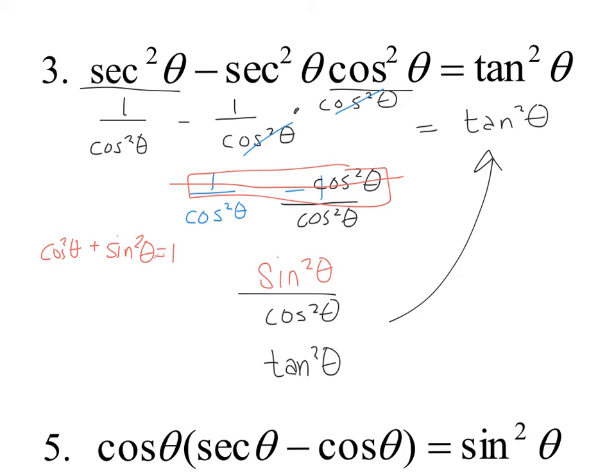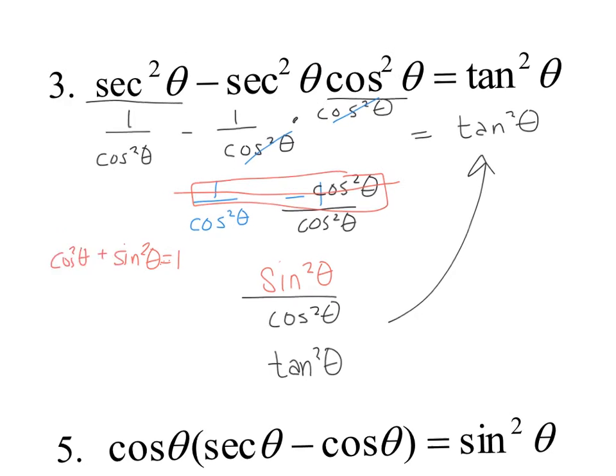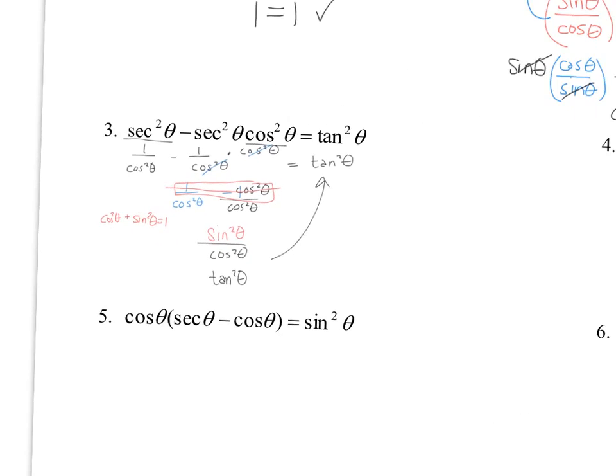Now, there's different ways that you can do these. So now I'm looking back, and another way I could have done it is I could have factored out a secant squared theta and done it that way. And then I would be left with 1 minus cosine squared theta, which is sine squared theta. I could have done it multiple ways. You can do all these multiple ways.